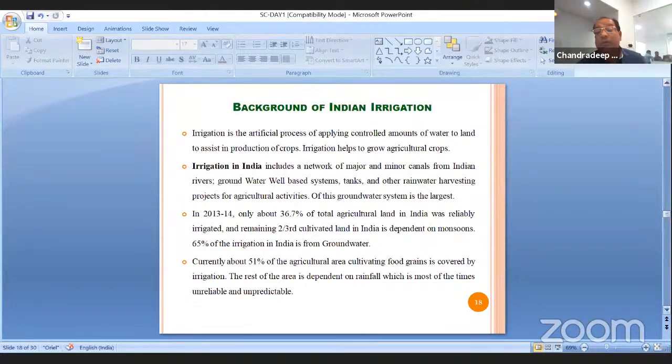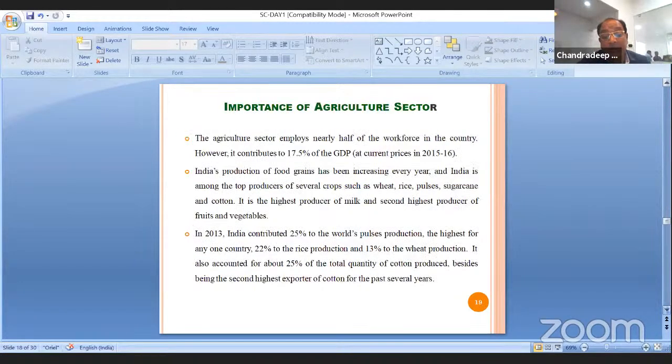We have to lift the water. There the role of solar pump comes. Currently about 51% of agricultural area cultivating food grains is covered by irrigation. The rest of the area is dependent on rainfall, which is most of the time unreliable, unpredictable, as I say.